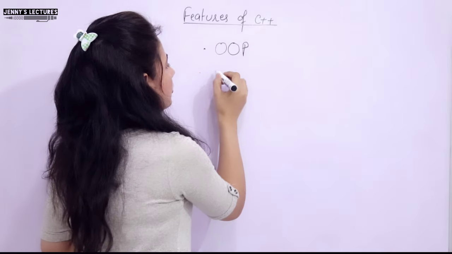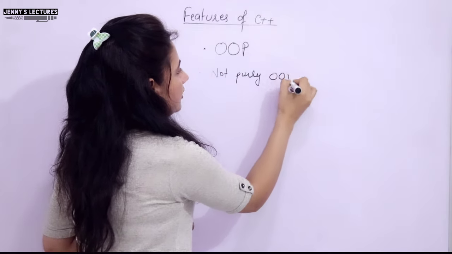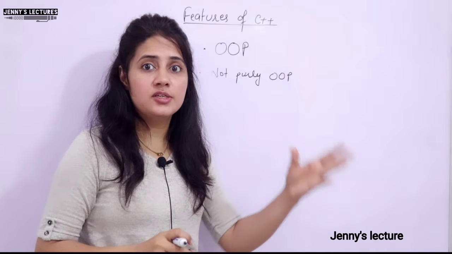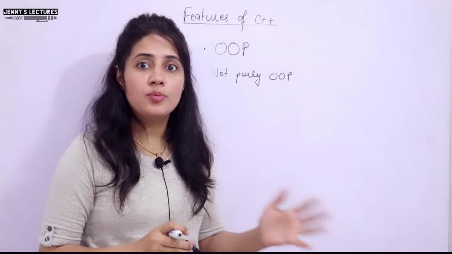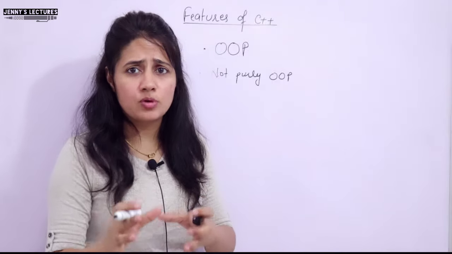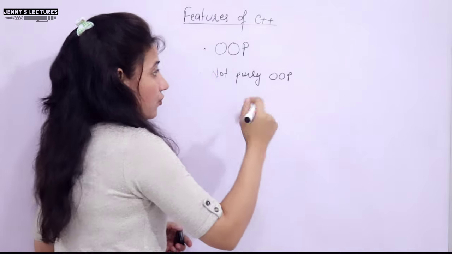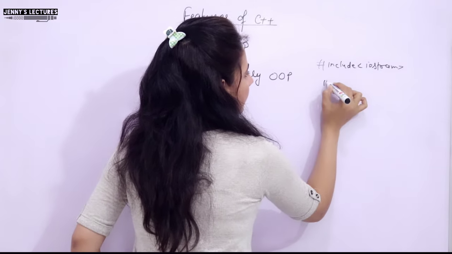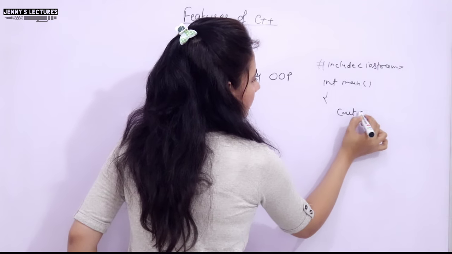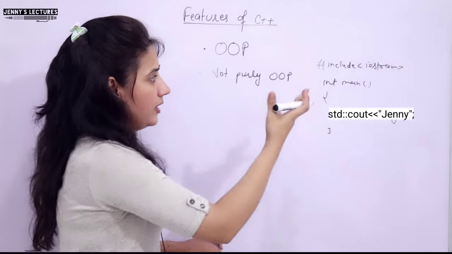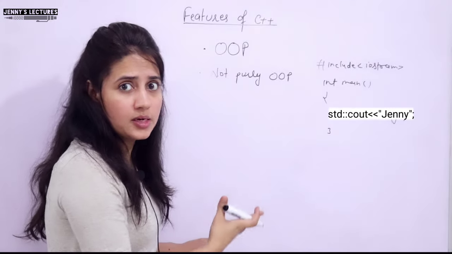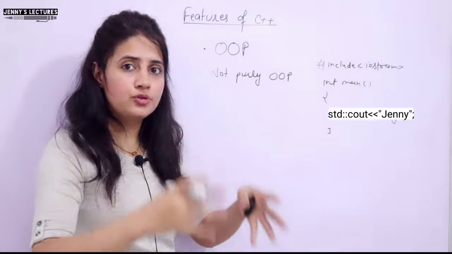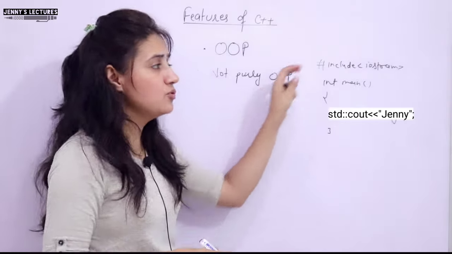Now the second thing is, it is not purely object oriented programming, or not a truly object oriented programming language, right? Because it is not compulsory to use classes and these OOPS concepts in a program. We can write a program without using OOPS concepts. Like if you want to print a simple hello world program, that we discussed in the video on installation of VS Code, you simply write the header file #include <iostream>, then main and cout, and I want to print Jenny. We haven't used any class or object, we haven't created any class or object of those classes. Simply we can print anything. That is why we call it not a purely object oriented programming language. Without using these concepts we can write a program.